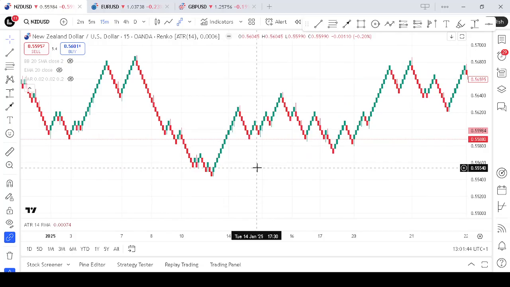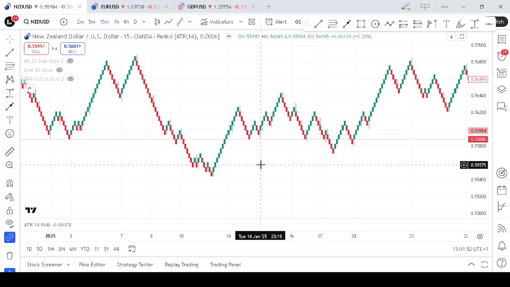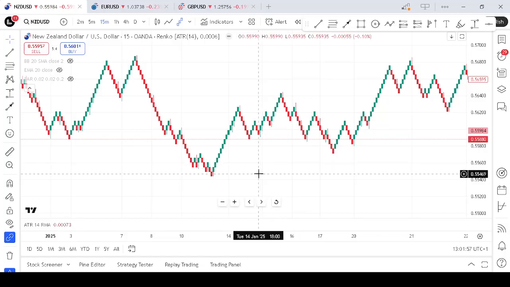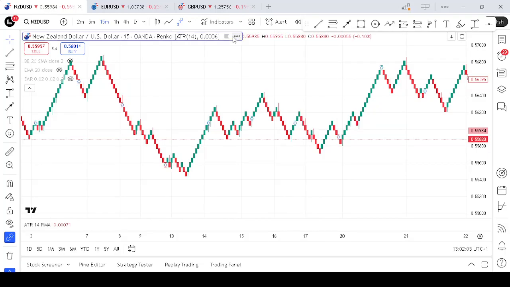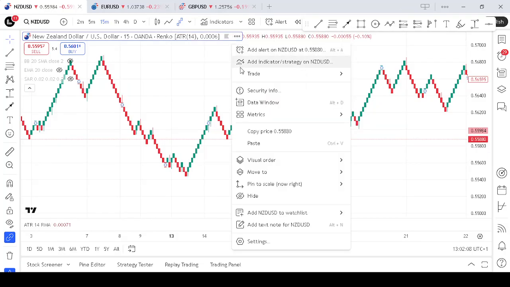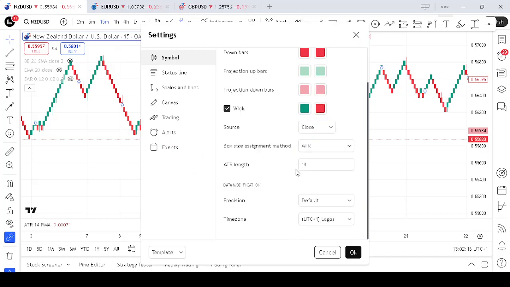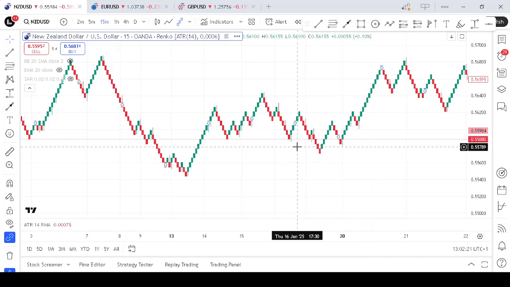Another important aspect of the Renko chart is its flexibility in brick size. You can adjust the brick size to suit your different trading style and time frame. A large brick size will show you fewer and more significant price movements, while a smaller brick will show you more details, and it may include more noise. So if you want to edit your Renko chart, you come to this area and edit it however you want.